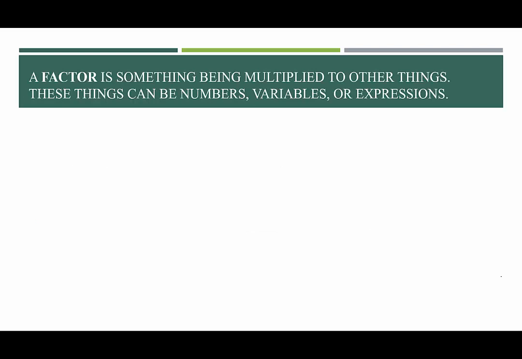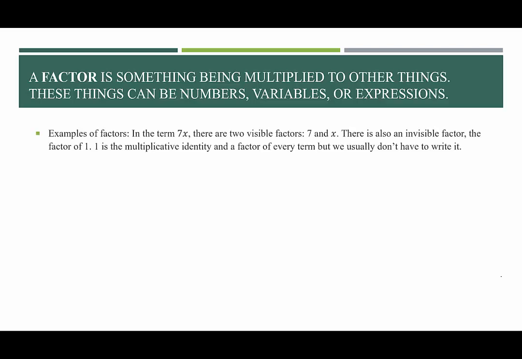First up, we have a factor. A factor is something being multiplied to other things. If something is a factor of an expression, the only thing happening to it is multiplication. A factor could be a number, it could be a variable, or it could be an expression itself. So let's look at some examples of factors.